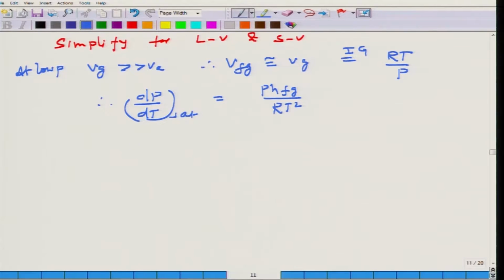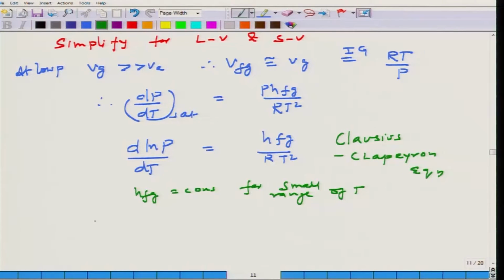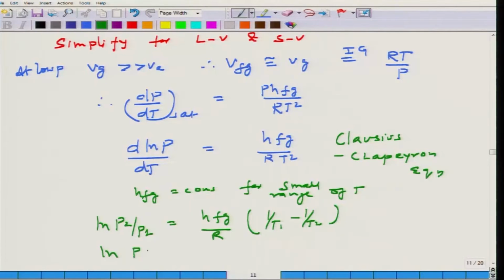I can rewrite in the following form. I can bring P in here, then it becomes d ln P by dT, and that is going to be Hfg over RT square. This is sometimes also called the Clausius-Clapeyron equation. So we can further make use of this expression and integrate it, considering Hfg constant for a small range of temperature, and I can write this as ln P2 by P1 is equal to Hfg by R times (1 by T1 minus 1 by T2), or in general I can write ln P is minus Hfg by RT plus some constant.